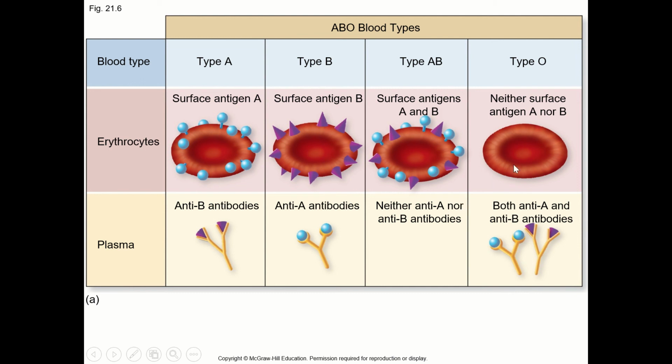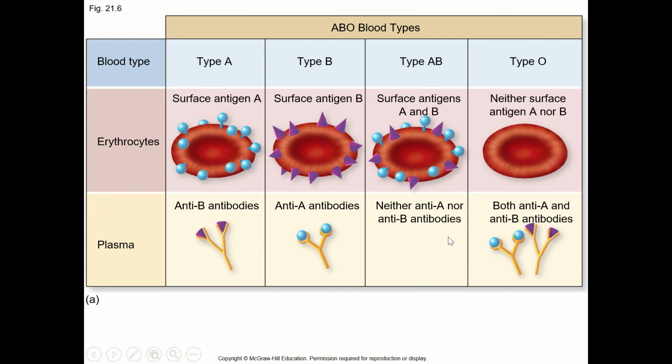There's nothing for antibodies to bind to. So you can give type O red blood cells to any recipient. So O is the universal red blood cell donor. But if you look again, you'll see that type O blood plasma is not a good plasma. You can only give it to people with type O blood because it's going to bind to every other blood type. So what then is the universal blood plasma donor?